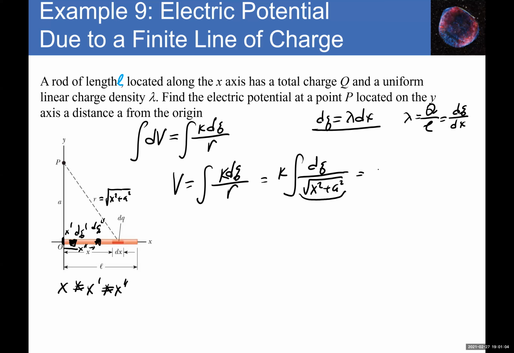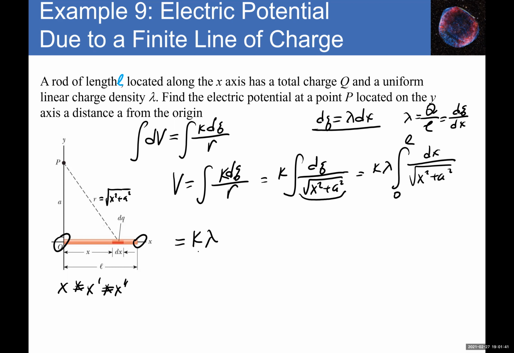That means here I can say that this is k lambda integral of dx over x squared plus a squared. Basically, what I'm doing here is replacing the dq integral with a dx integral. And this is simpler for me because then I can integrate simply going from one end, which is 0, to the other end, which is L. So going from 0 to L, it's just a line integral. Okay. All right.